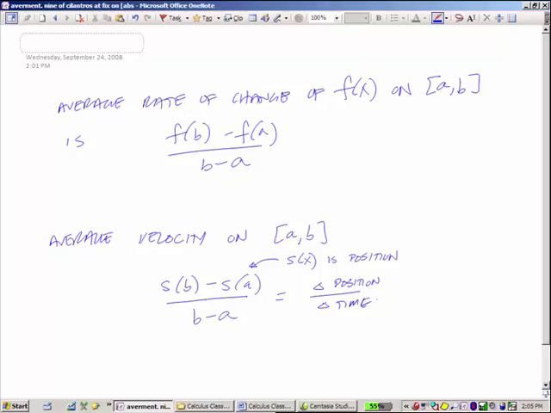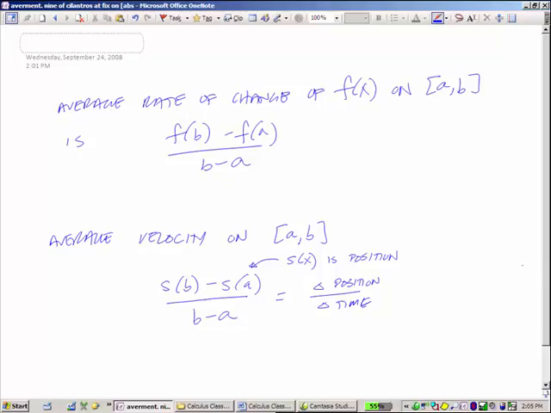A common misconception is that some students actually do think that the average velocity is the change in velocity over the change in time. Actually, the change in velocity over change in time has another special name, acceleration. So that's not the case. All right, is that okay?